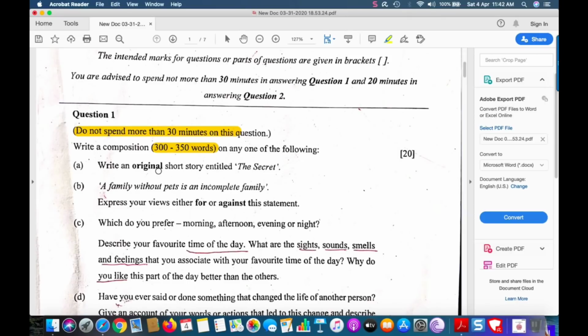Coming to the first question. The question is, write an original short story entitled The Secret. Now, pay attention to this word which is highlighted, and the word is original. So, you should not copy from any book or movie or drama whatsoever you may have read into this story. Now, the topic of the story is the secret. So it is obvious there has to be some secret in the story.